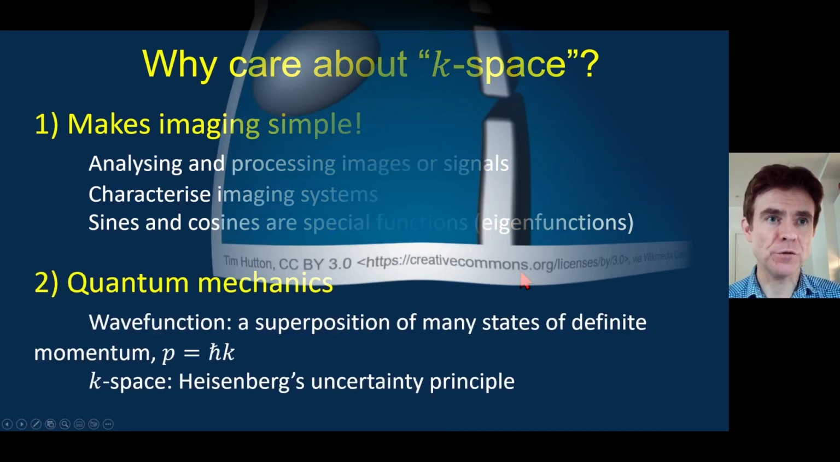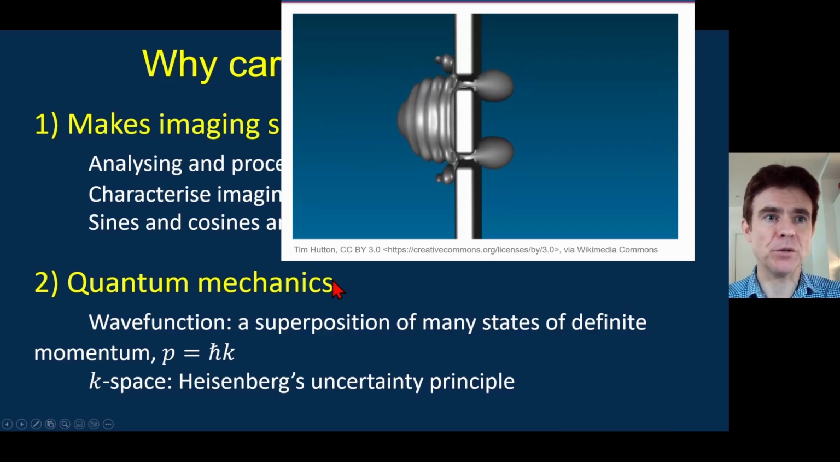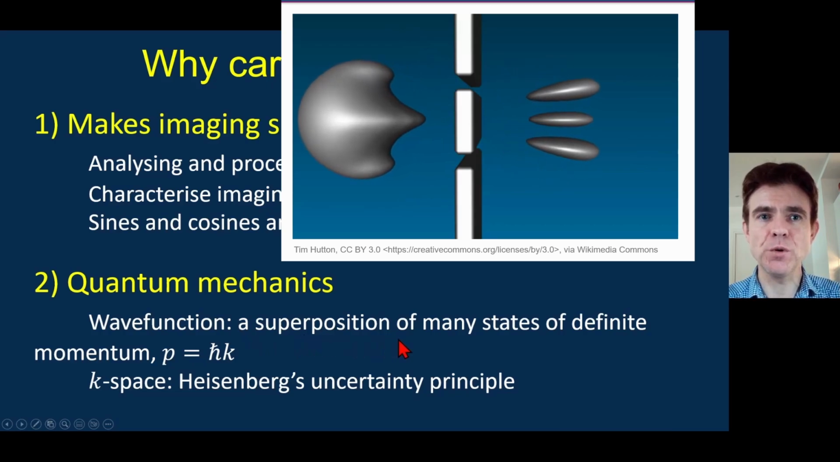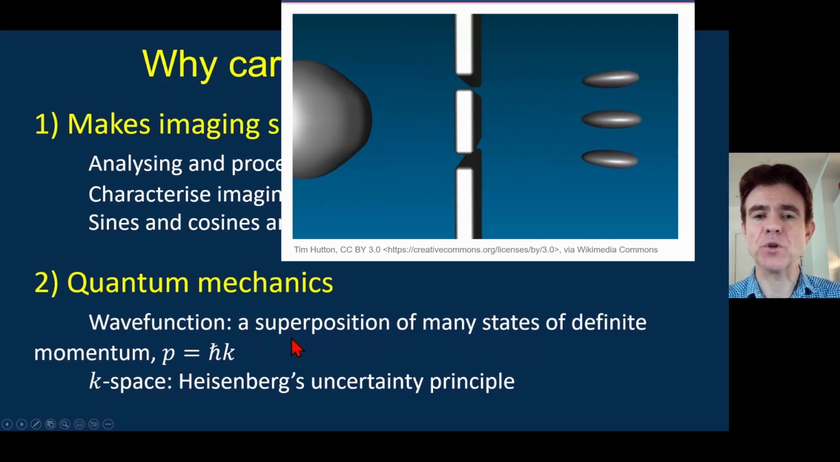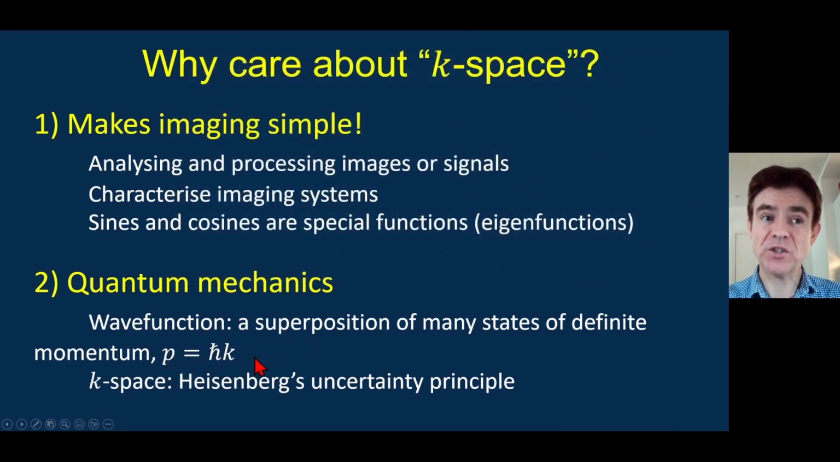But if that's not motivation enough, then in quantum mechanics, the concept of the wave function, which is related to the probability of finding a particle in any particular position, x for example, can also be described as a superposition of many states of definite momentum, where momentum p is proportional to k. And that's the k where we get this notion of K-space from. K is the spatial frequency related to the number of waveforms that fit within a particular interval or distance. And we'll be looking at what K means in detail in this video.